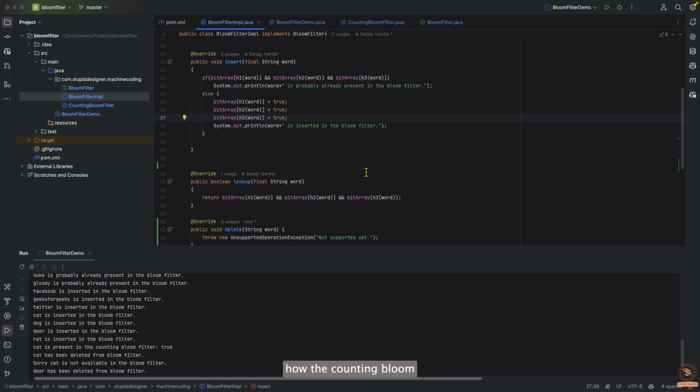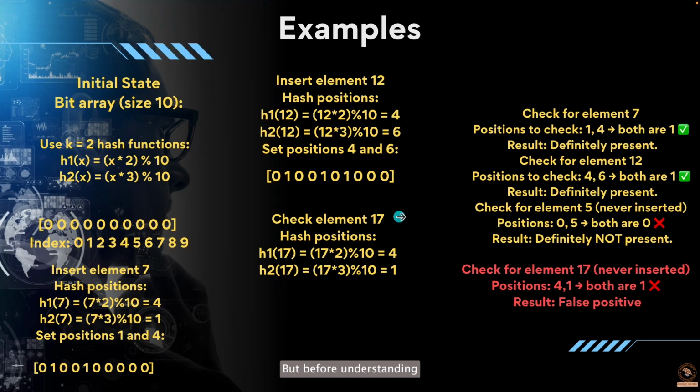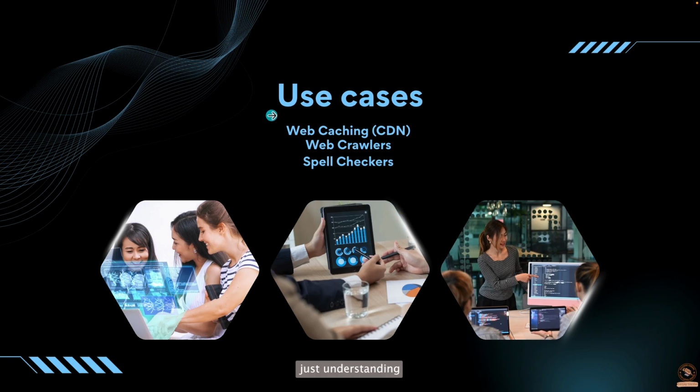Now we will understand how the counting Bloom filter works. But before that, let's understand the uses of the standard Bloom filter: web caching, web crawlers, and spell checkers. How do we use it in web caching? In web caching, we generally check for static images or static files, whether the file is already available in our caching server like Cloudflare or not. It uses the standard Bloom filter to check whether that element is available. If it is available, then our application gets the element from the cache itself. If it is not available, then it goes to the server.